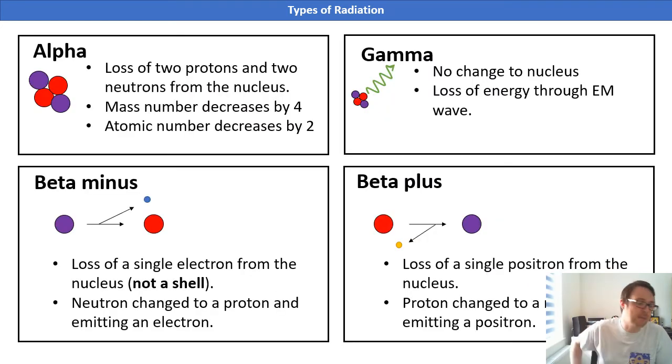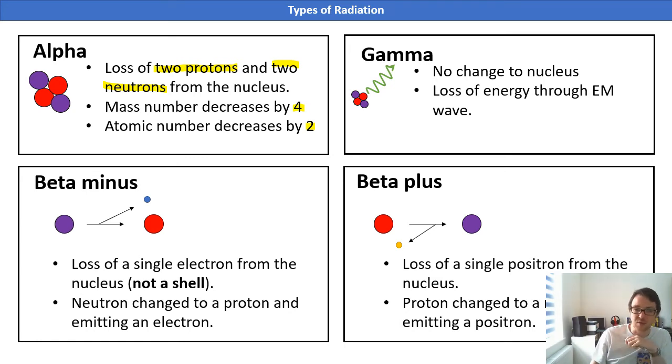Okay, so let's talk about what happens to the nucleus when these decays happen. When we have an alpha particle decay, we are losing 2 protons and 2 neutrons from the nucleus. So its mass number decreases by 4 and its atomic number decreases by 2. We've seen this as real exam questions, so it's really important to learn that. It's a helium-4-2 nucleus, and you're losing that from the nucleus.